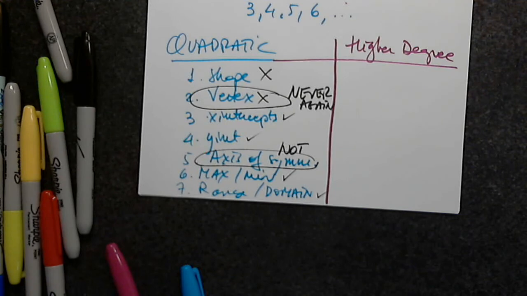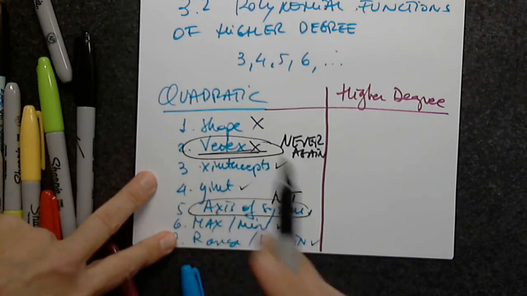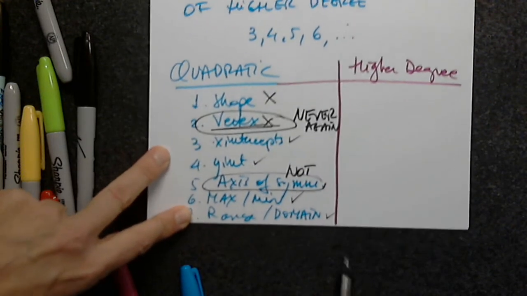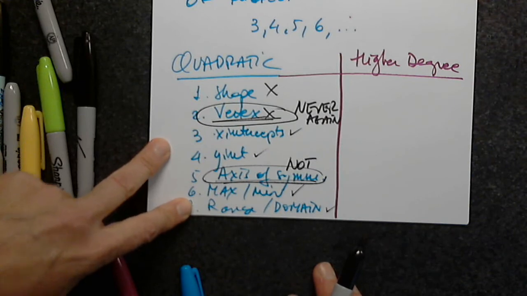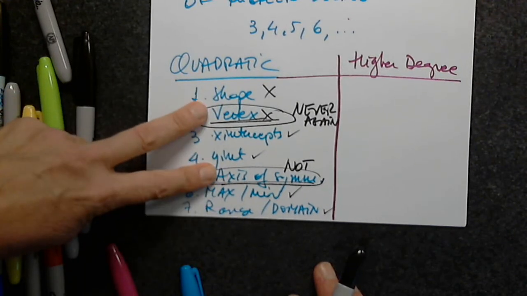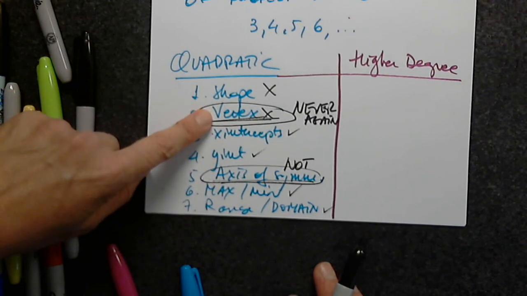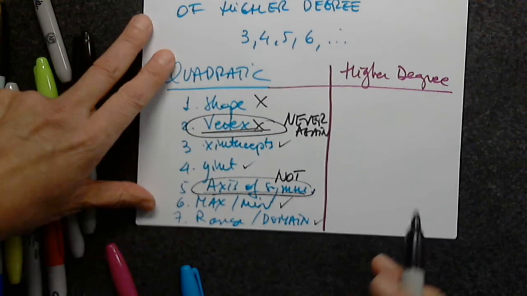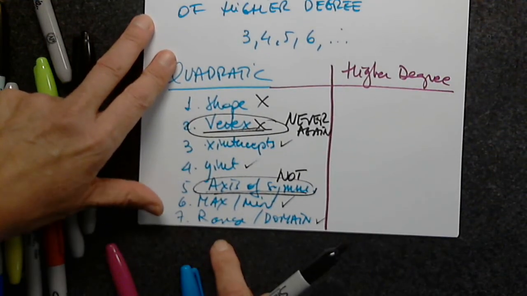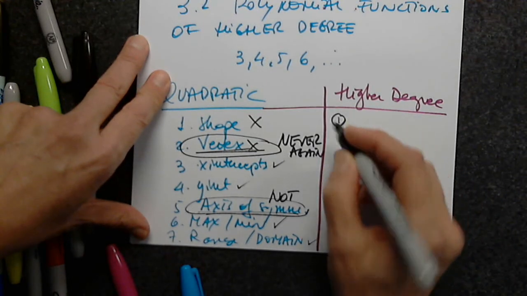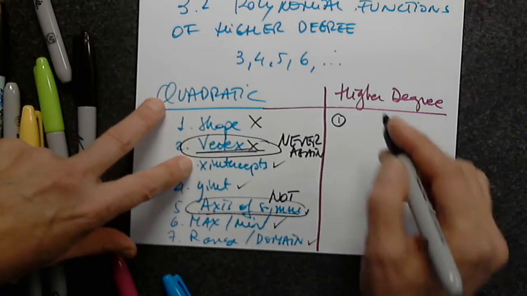But there are other items that we did not have in quadratic. So please remember, vertex is only for one function. Axis of symmetry, only for one function, which in both cases, quadratic. No other function has an axis of symmetry. No other function has a vertex. Okay. So what do we have here for higher degree? The list is longer than 7. So in number 1, we can have shape. We don't discuss shape for higher degree. So I'm going to start with the domain.